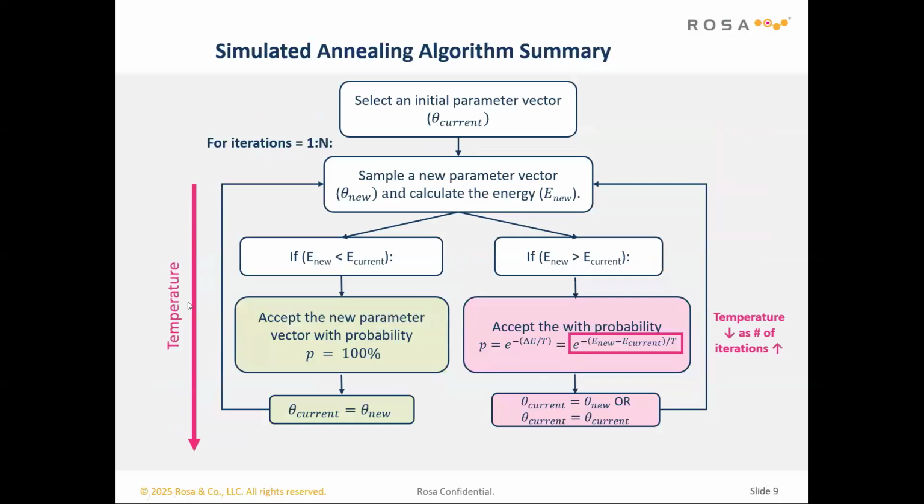Similar to the Metropolis-Hastings algorithm, the simulated annealing algorithm selects an initial parameter vector, samples a new parameter vector, and calculates the energy. In this case, if the energy of the new parameter vector is higher, it is accepted with probability proportional to the difference in energy divided by temperature. As the algorithm iterates from 1 to the desired number of samples, the temperature decreases, reducing the probability of acceptance for less favorable solutions as the number of iterations increases over time.